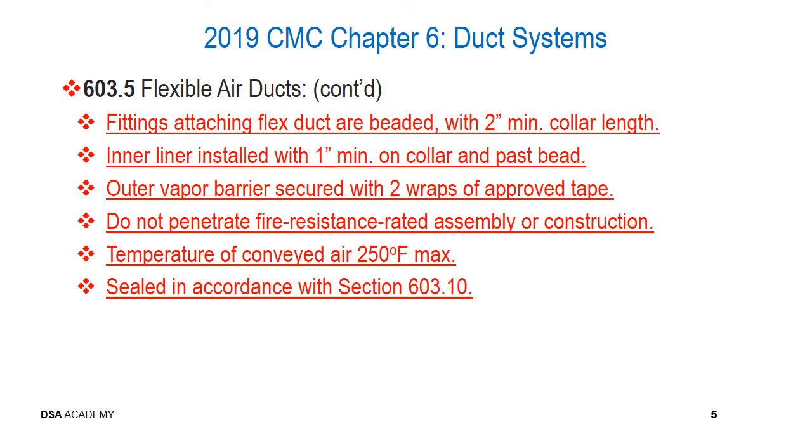Continuing on with these parameters, the fittings attaching the flexible duct are beaded with 2-inch minimum collar length. The inner liner must be installed within 1 inch minimum on the collar and past the bead. For the outer vapor barrier, it needs to be secured with 2 wraps of approved tape. Make sure that the fire resistance rated assembly or construction is not penetrated by this work, and the temperature of the conveyed air is limited to a maximum of 250 degrees Fahrenheit. And of course, the sealing must be in accordance with section 603.10.